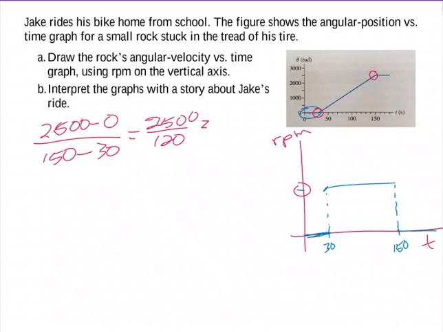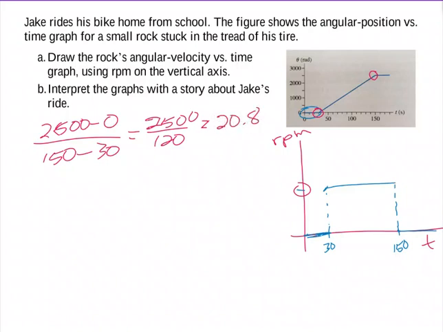A little over 200. No, it's 20.833. It's definitely not 200. I did 2,500 over 120 and got 20.8. Oh, yeah, it is. Okay, 20.8, yeah.